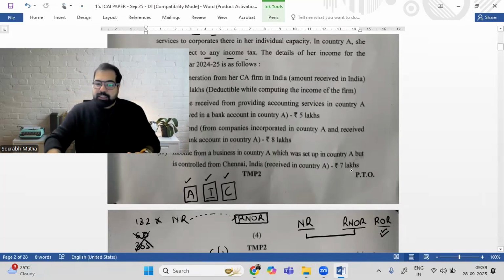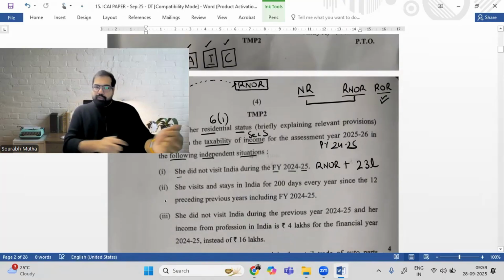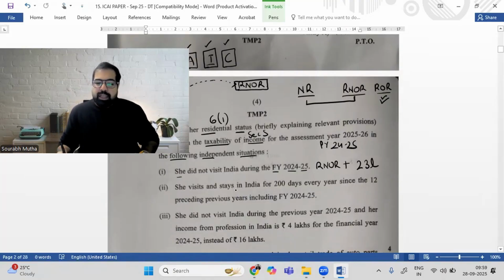So her income that is taxable is 23 lakhs. So this is RNOR plus 23 lakhs. This is the answer to the first one, 2 marks in your pocket. Let's see the second one.